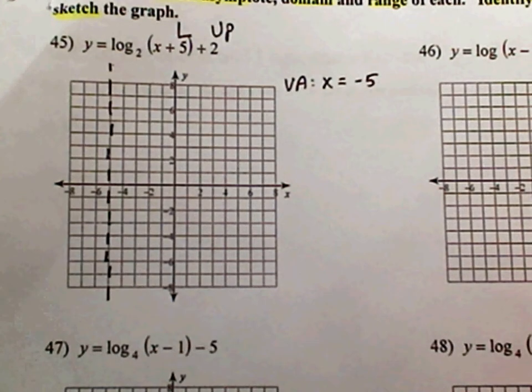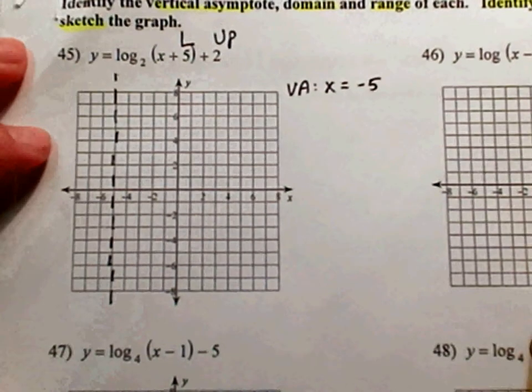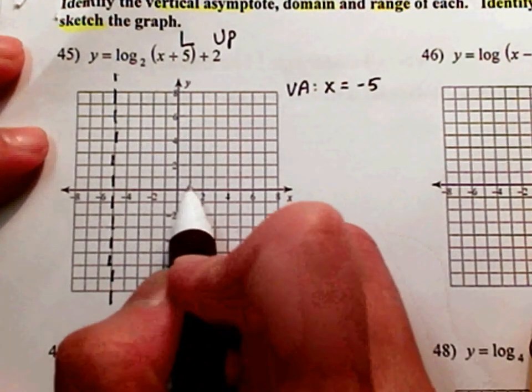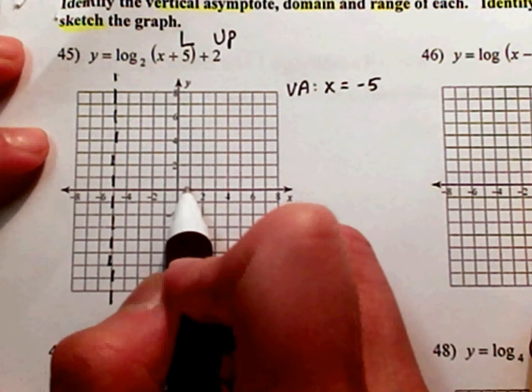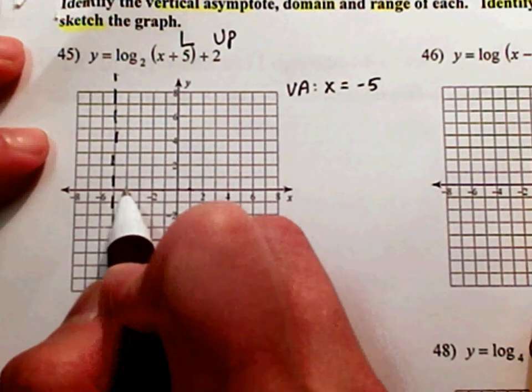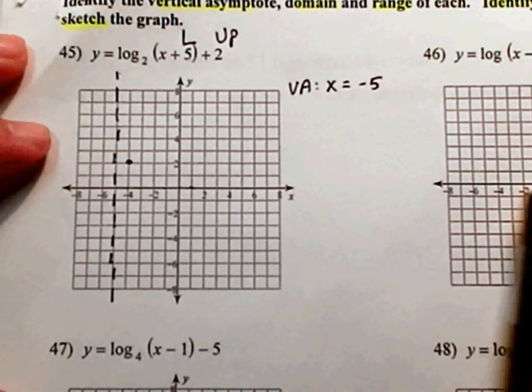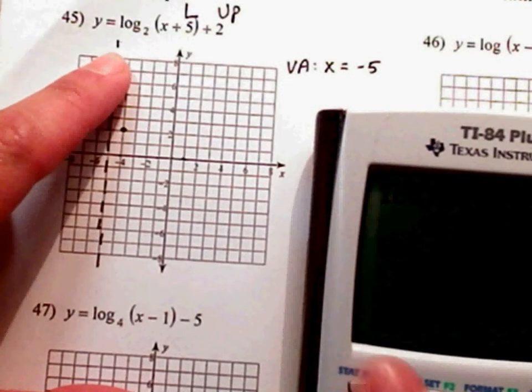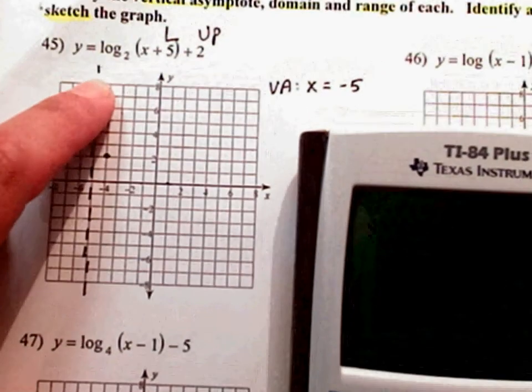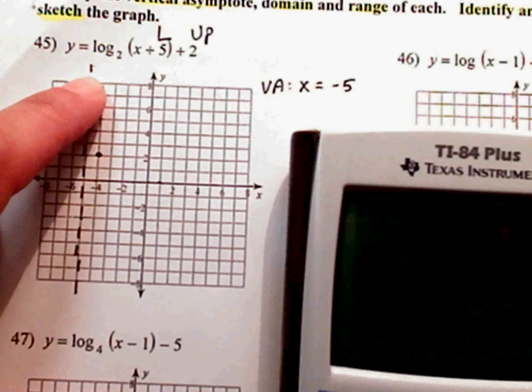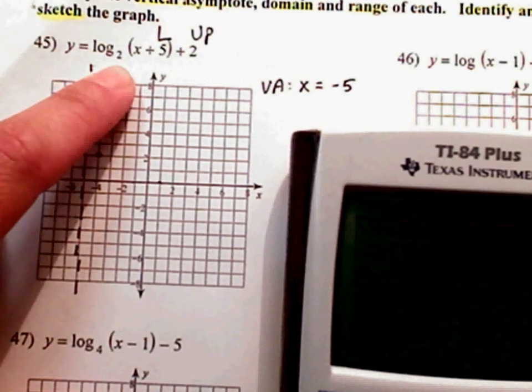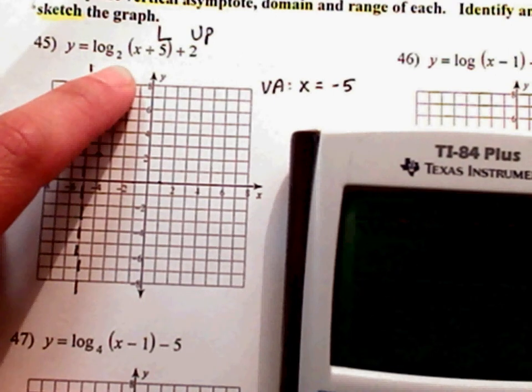Remember, we always start at (1, 0). So you could have gone ahead and counted 5 to the left, 1, 2, 3, 4, 5, up 2. Okay? Just like that. Or, if I were you, I would go to y equals and type this in. Alpha window, 5, base is 2, right click, x plus 5, right click, plus 2, and hit graph. This kind of tells you what your graph is going to look like.